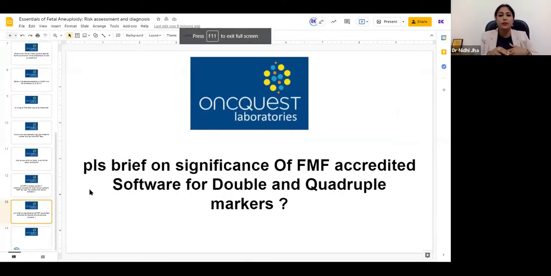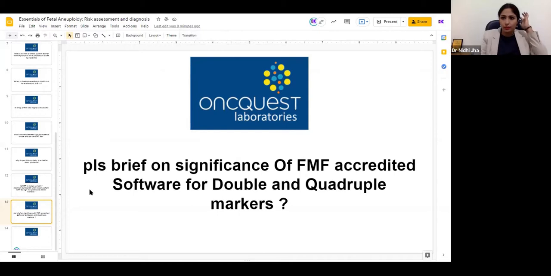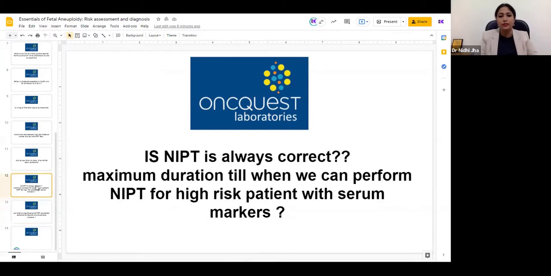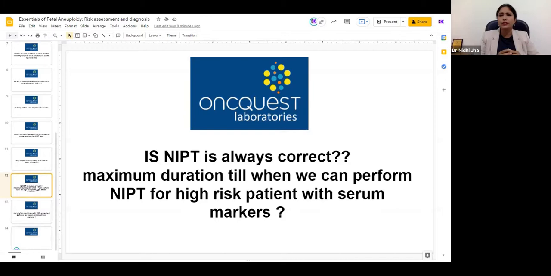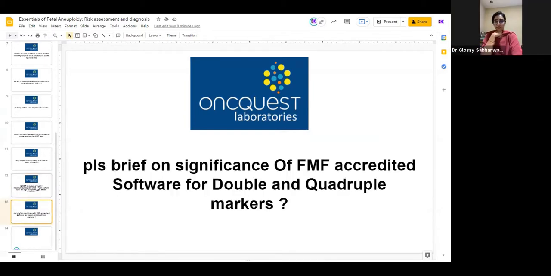And coming to the second part of the question, maximum duration till when can we perform this for a high risk? Like till what gestation can we do it? Around 22 weeks. Yeah, that's how we do it. Yeah, perfect. Please brief on the significance of FMF Fetal Medicine Foundation accredited software for double and quadruple markers.